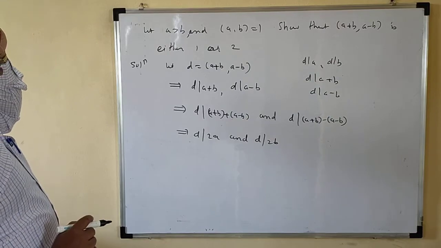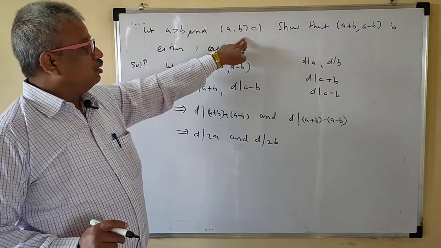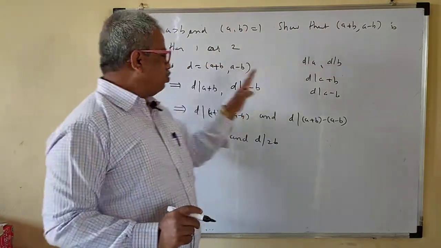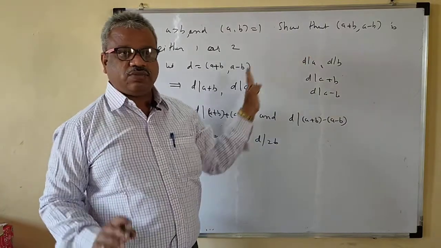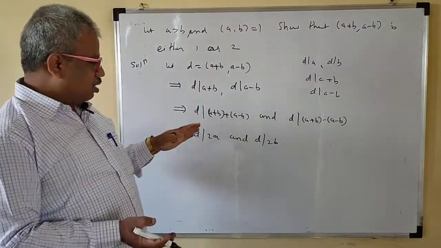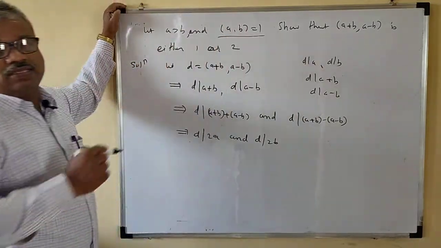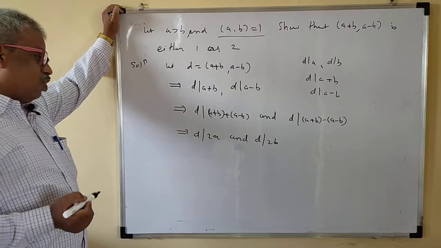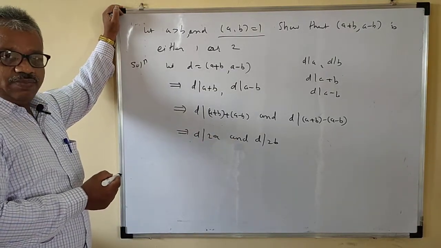Now we'll apply the GCD. What we did here is not actually given. We assumed the GCD is d and applied the definition of the GCD, but what is given is that a and b are relatively prime, and this we want to apply. So here we have d divides twice a and d divides twice b.